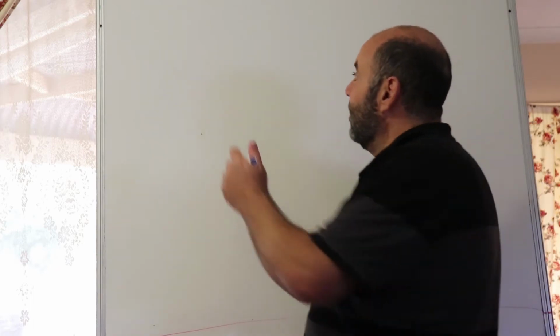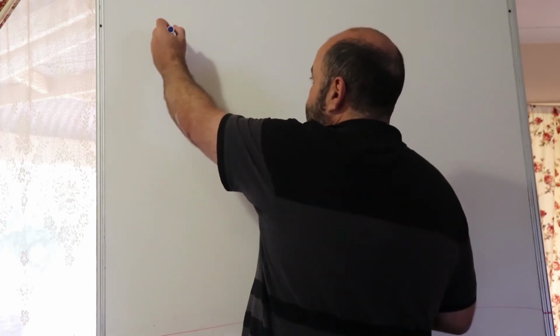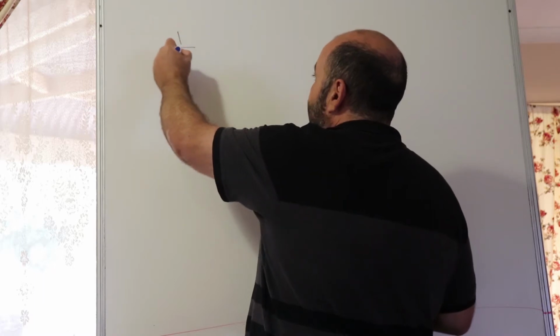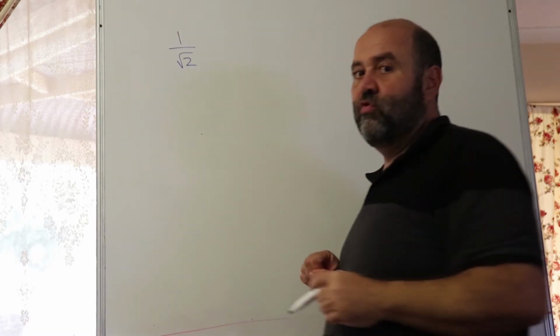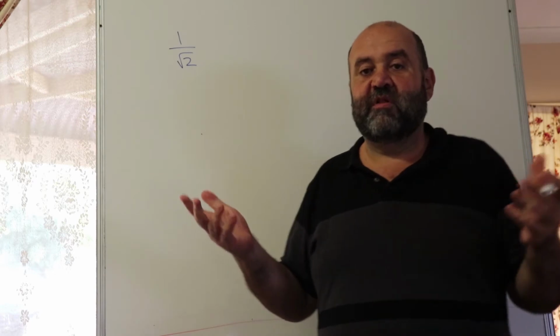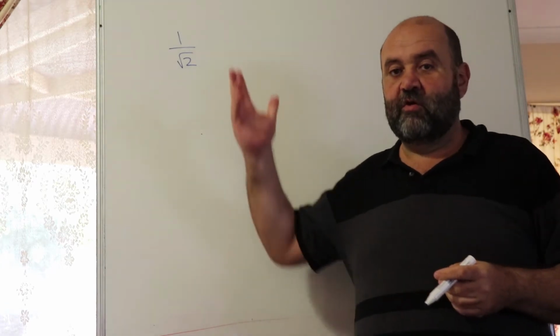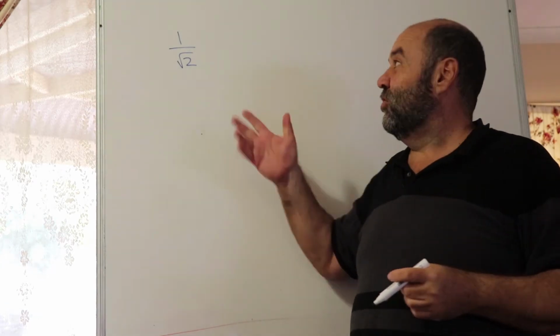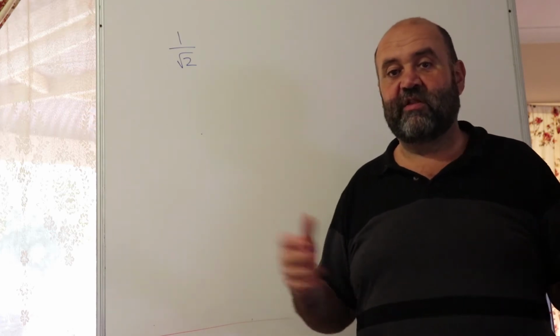Let's look at a really easy example to start with. So if I look at, say, 1 over the square root of 2. Okay, it's a fraction. It's got a numerator and a denominator. My denominator is irrational. I don't like that.